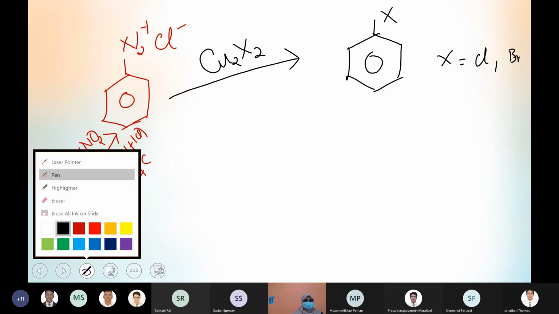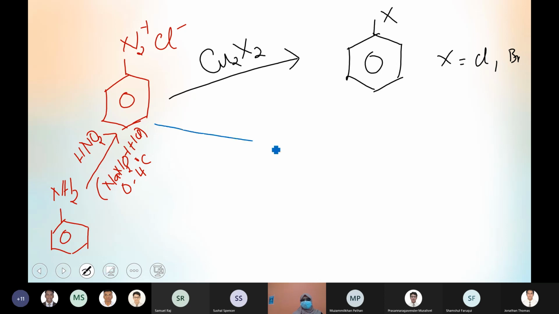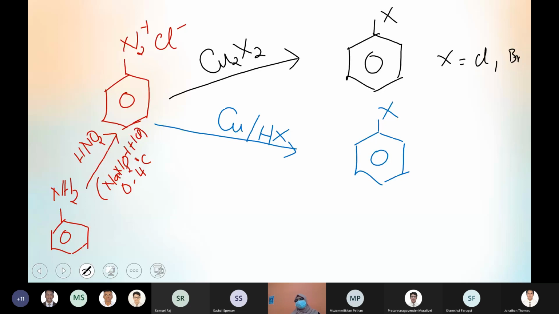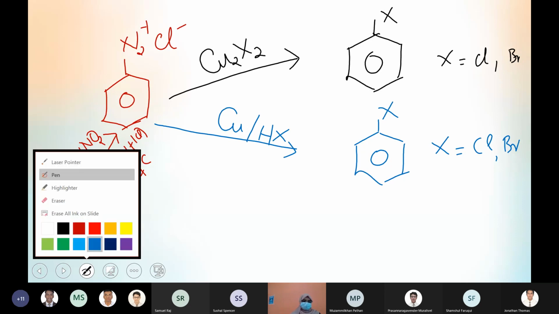The second process is when the same diazonium compound is treated with copper and HCl. Again, you will get the same product. It will be HX. If I write HCl, then it will be chlorine. So I can just write HX, and X can again be chlorine or bromine. So this is the Gattermann reaction. First is Sandmeyer's reaction, second one is Gattermann reaction.